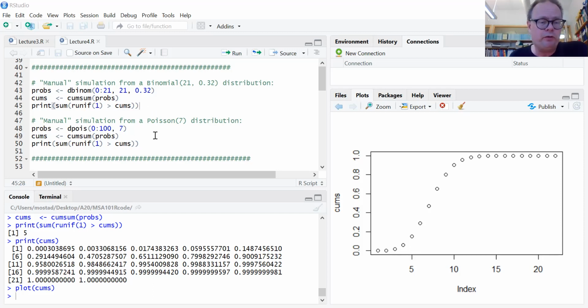And similar for this Poisson algorithm. So, okay, let's go back to the presentation.